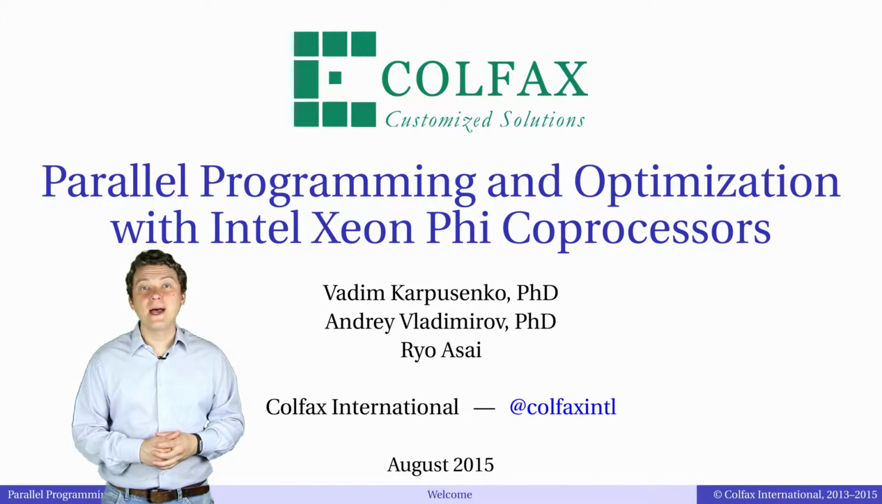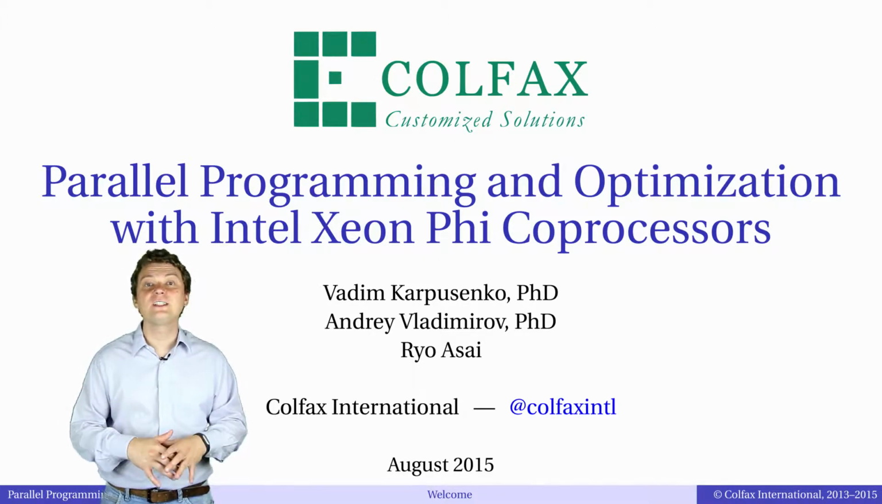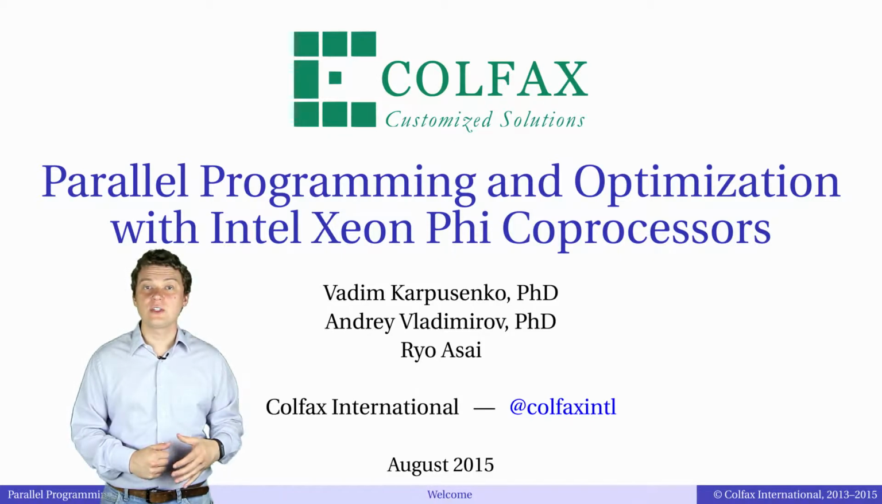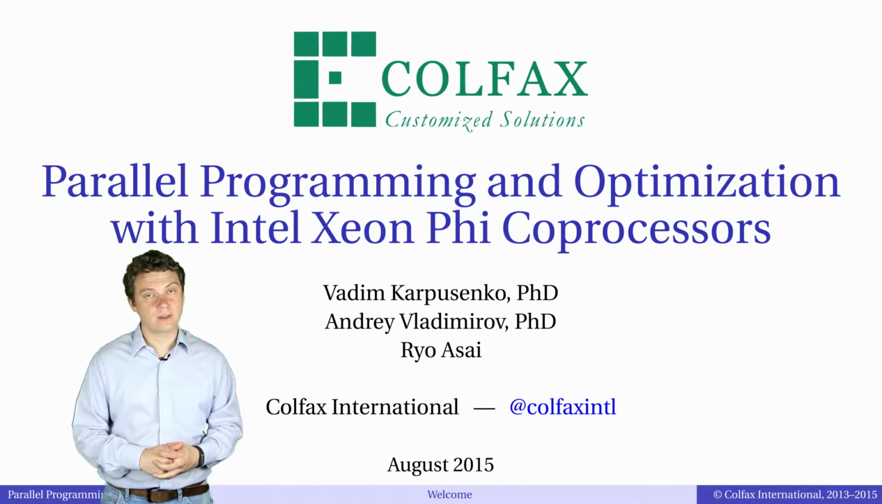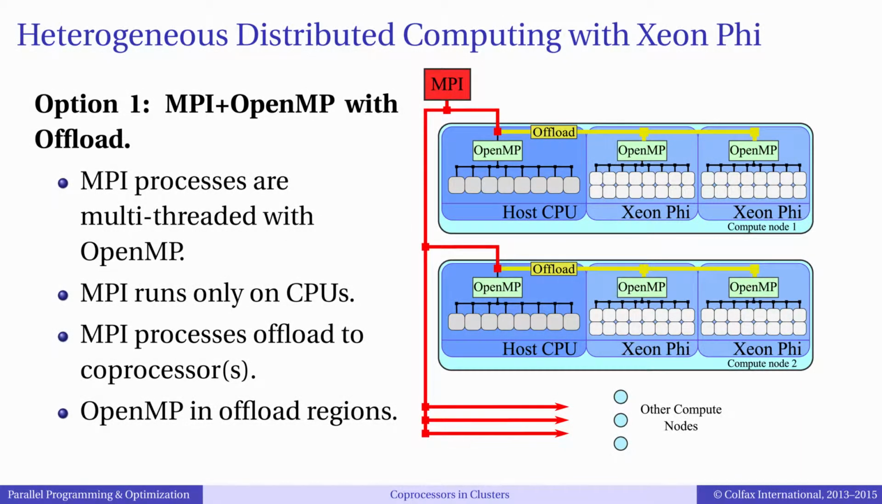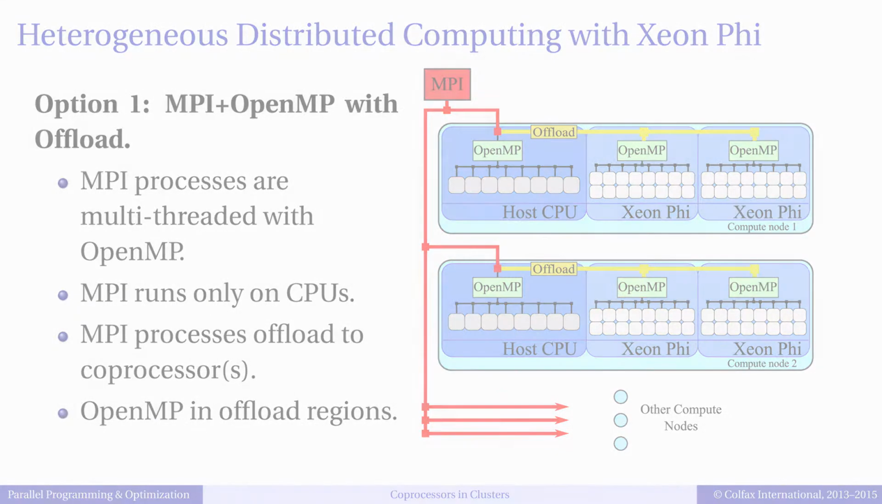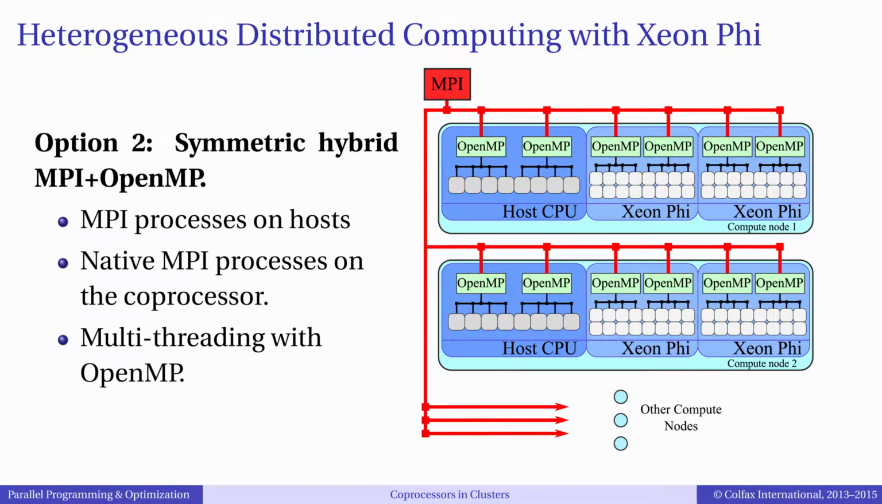In this episode, we'll mention the optimization opportunities for distributed memory applications that use Intel MPI and Intel Xeon Phi coprocessors. When Intel Xeon Phi coprocessors are used in distributed memory applications with MPI, there are two options for using them. The first method is to put MPI processes on hosts and use the offload model to communicate with coprocessors. In this case, communication over MPI is no different from communication in CPU-only clusters, so we will not focus on this method. The second method is to put MPI processes directly on Xeon Phi coprocessors.